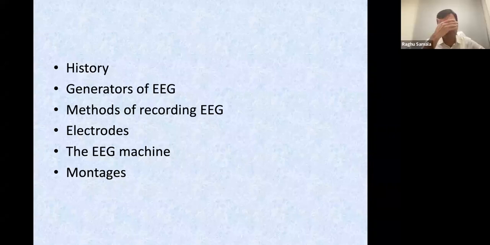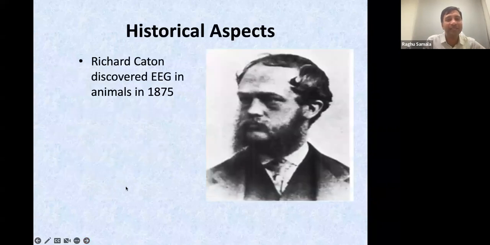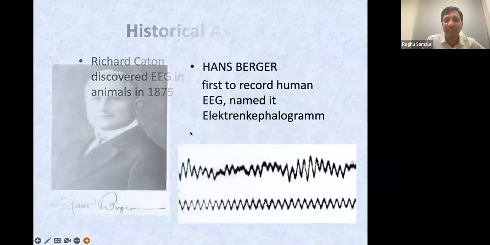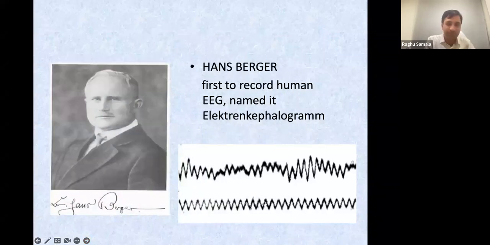Continue. So in these technical aspects, I thought I will cover the history a little bit, what generates the EEG, what are the methods of recording, and something about the electrodes, machine, and the montages. Richard Caton discovered the EEG in animals in 1895, and Hans Berger was the first to record the human EEG and named it the electroencephalogram.